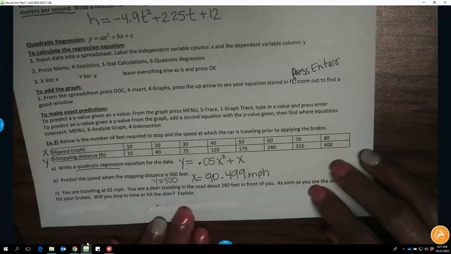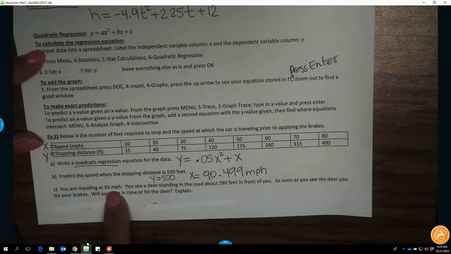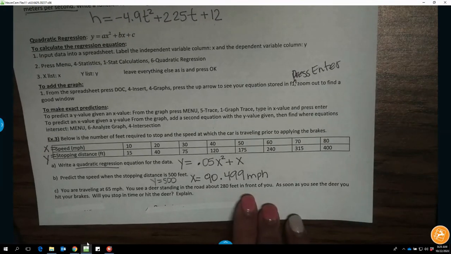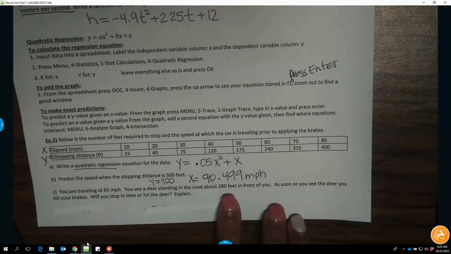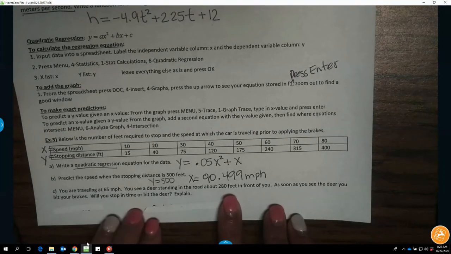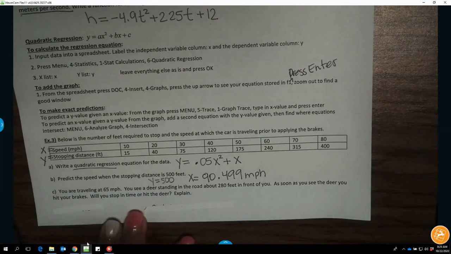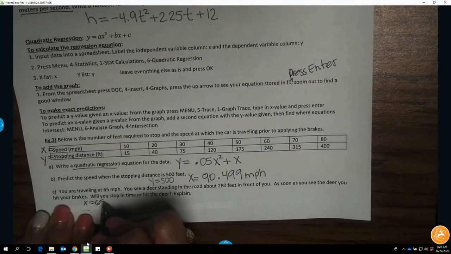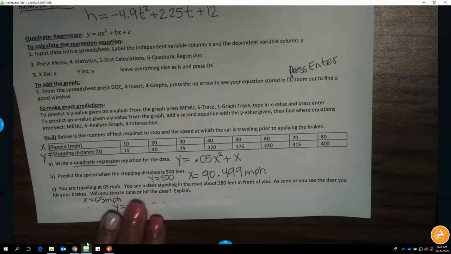And finally, letter C. You are traveling at 65 miles per hour, so that's an x value, and you see a deer standing in the road at 280 feet in front of you. As soon as you see the deer, you hit the brakes. Will you stop in time or hit the deer? Well, hopefully we'll stop in time. What I would do is, given that x is 65 miles per hour, find the y value to see what the stopping distance is, and hopefully it's less than that 280 so we don't hit the deer.